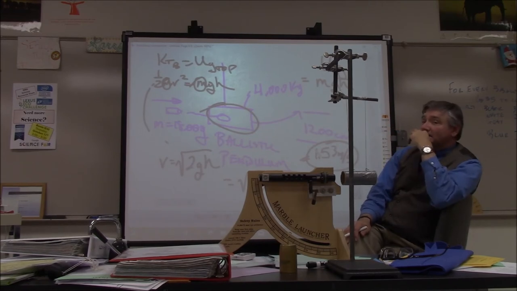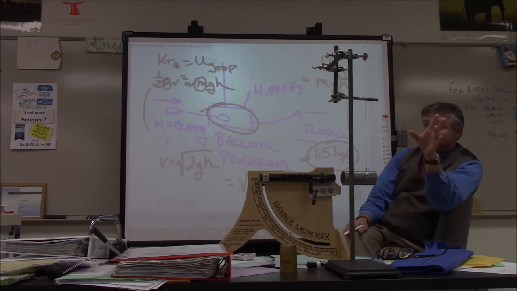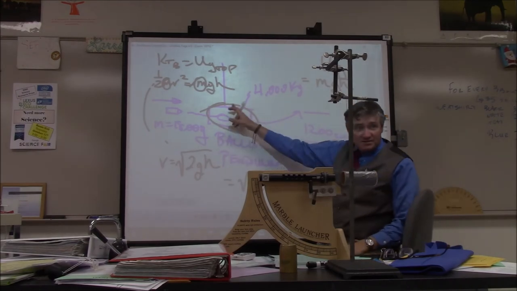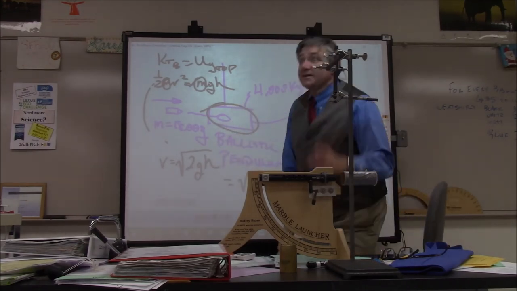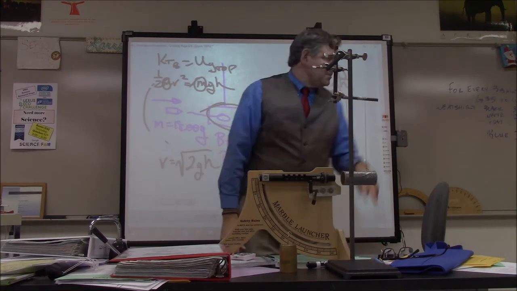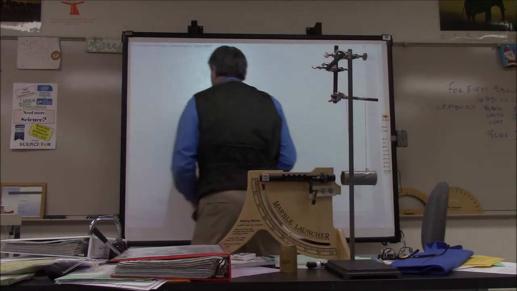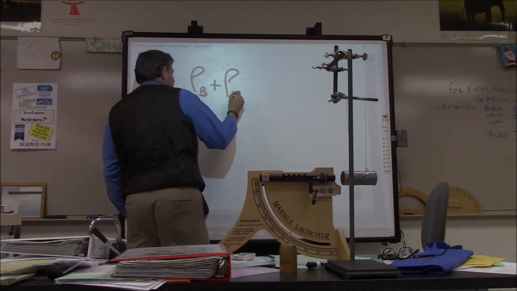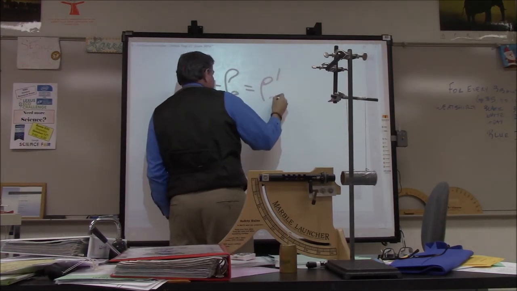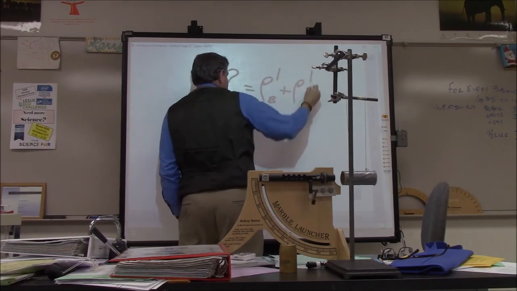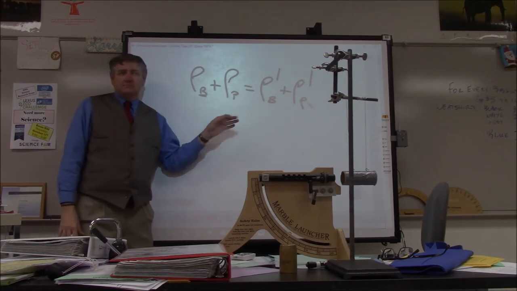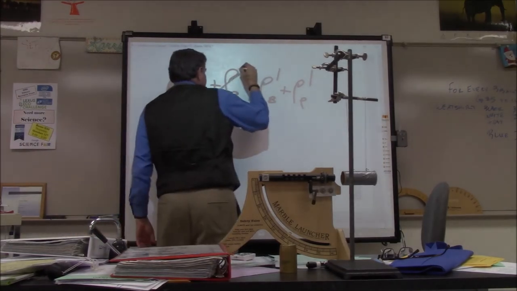So prior to this, what's the only thing that had any momentum at all? The bullet. Then this thing is going to have a certain amount of momentum. So step one is energy. Step two is momentum. So the momentum of the bullet plus the momentum of the pendulum equals the new momentum of the bullet plus the new momentum of the pendulum. So what was the initial momentum of the pendulum? Zero. Goose egg, right? We don't have to worry about this.